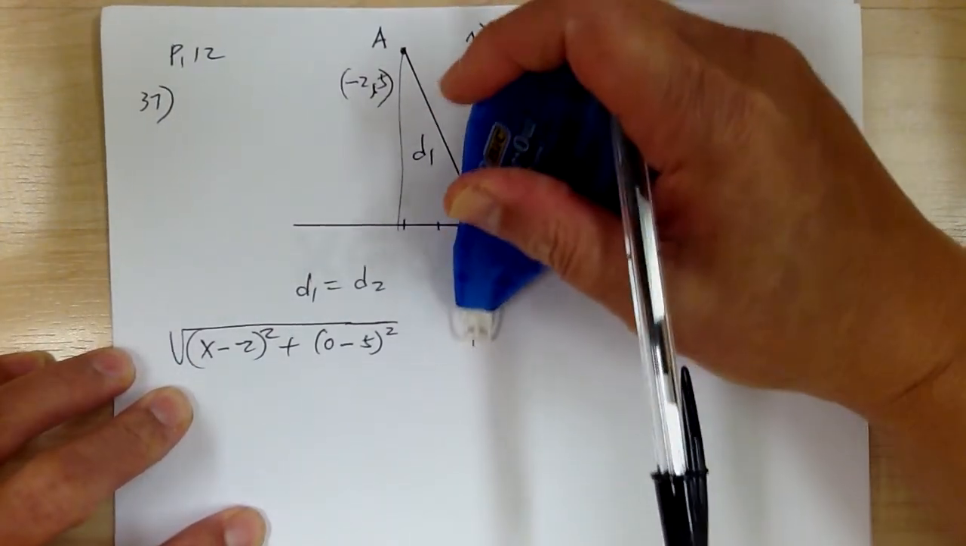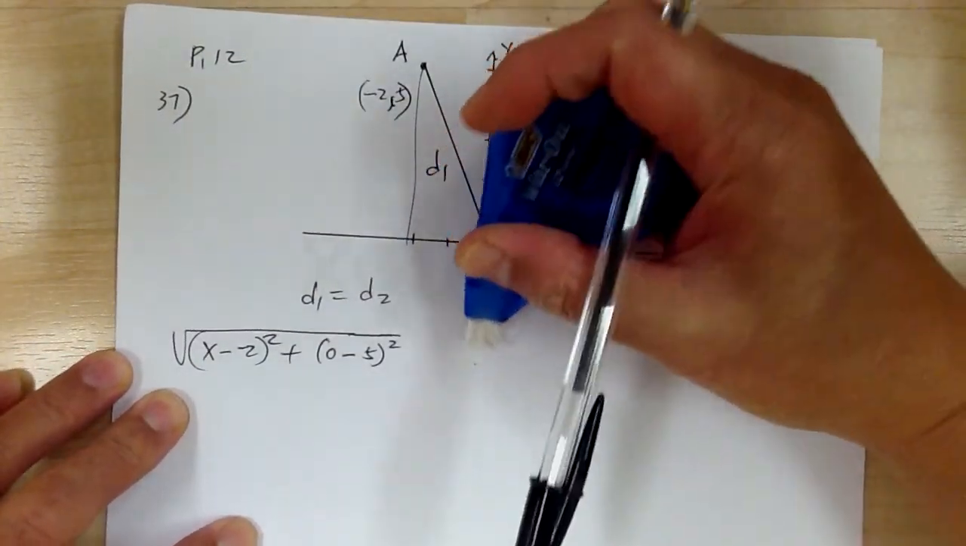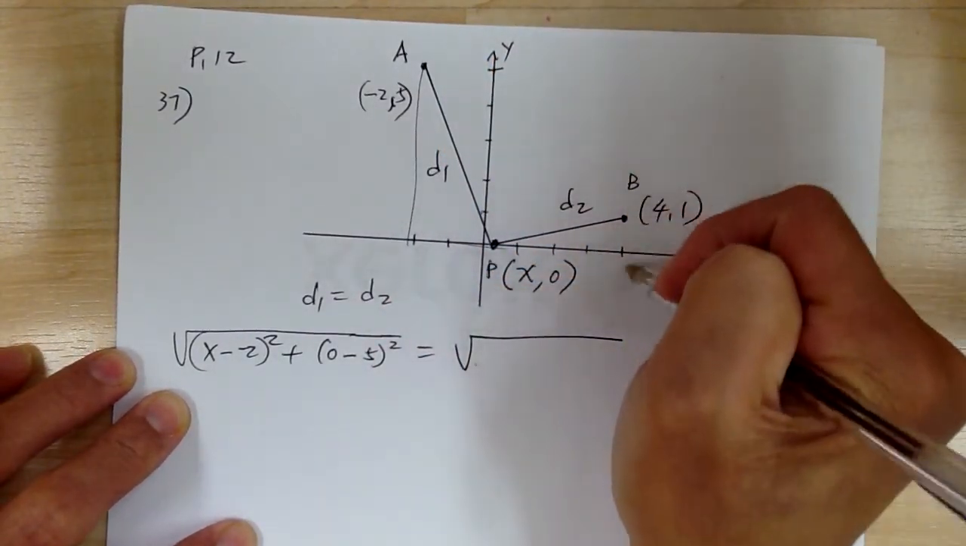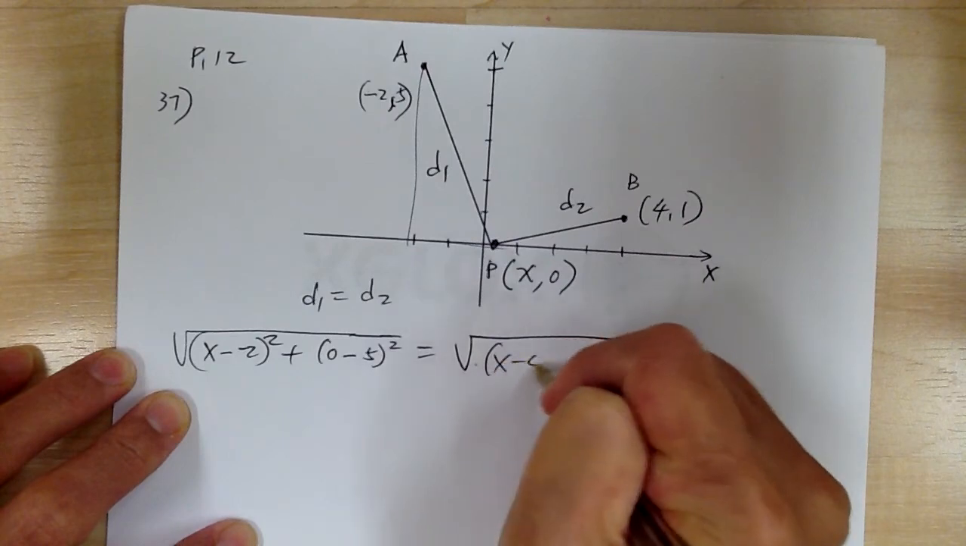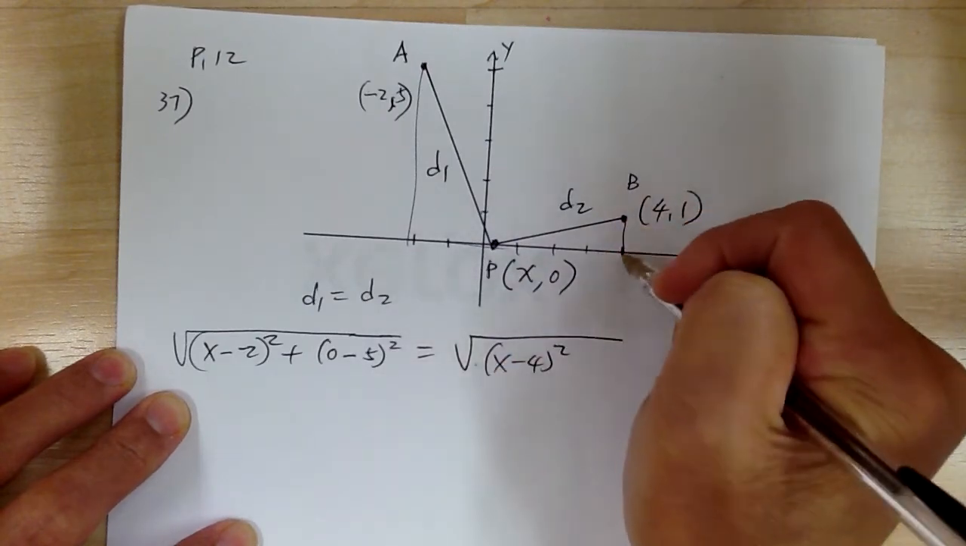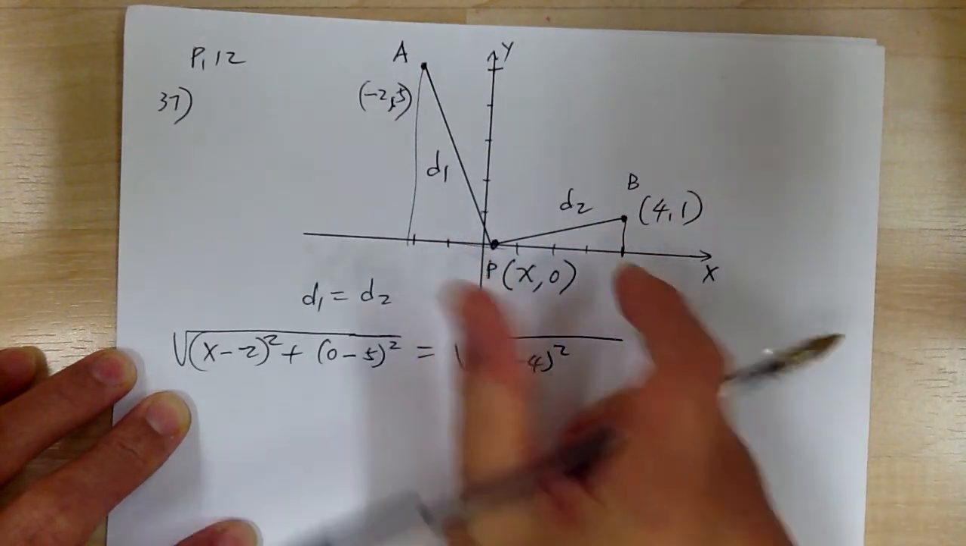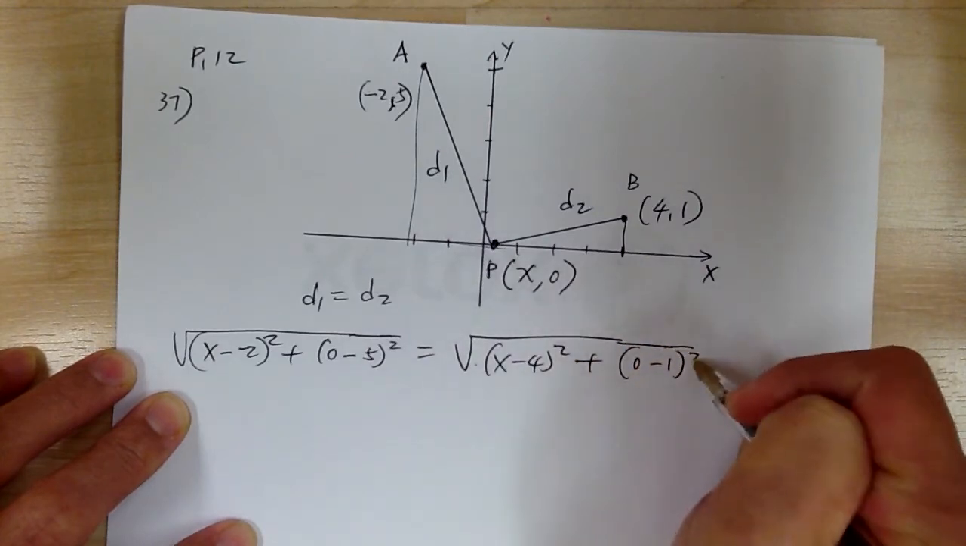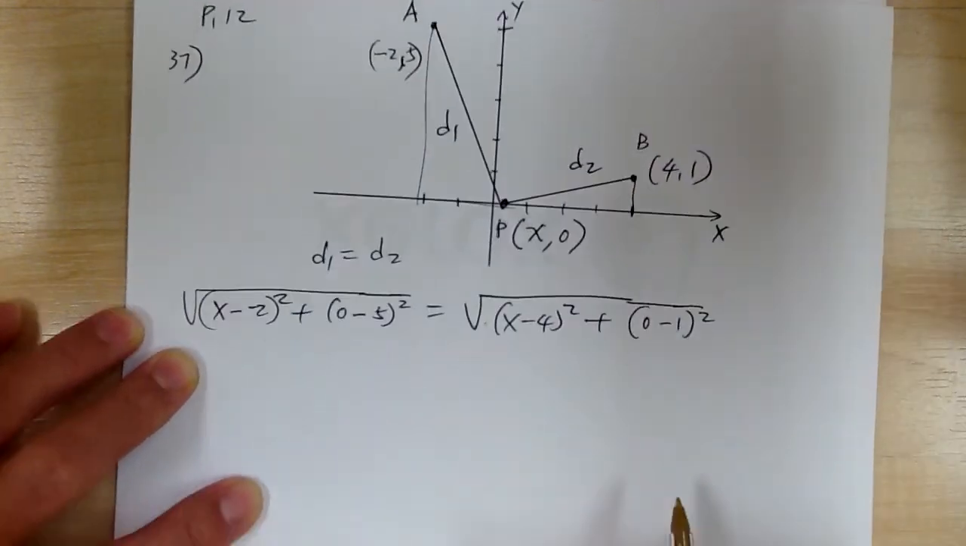Next, you need to get D2. D2 is right over here. So you get the square root of (x minus 4) squared plus (0 minus 1) squared. You can think about your Pythagorean theorem. So that's the distance over here.